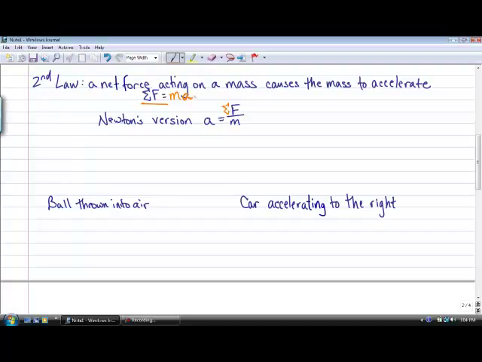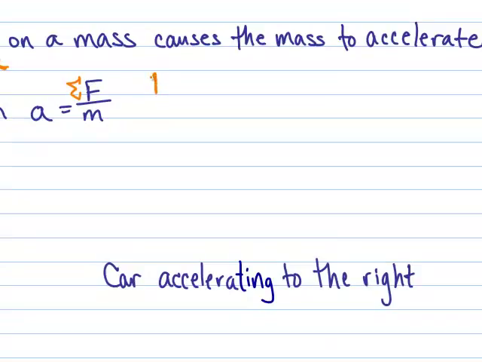When Newton wrote this, he actually wrote it in a different format. He said the acceleration of an object is equal to the sum of all forces divided by the mass. The reason he did that was twofold. Number one, he wanted to show that as you increase the net force on an object, the acceleration would go up. He also wanted to show, though, that mass resists acceleration.